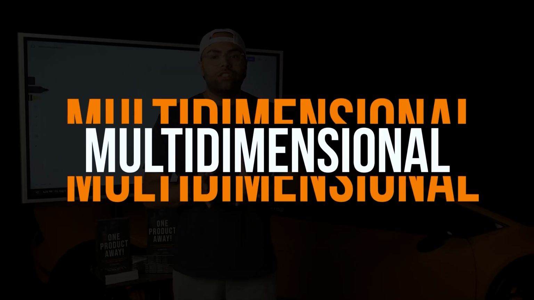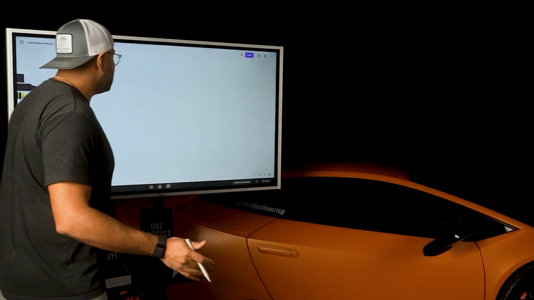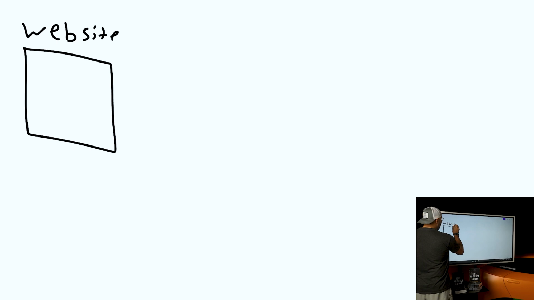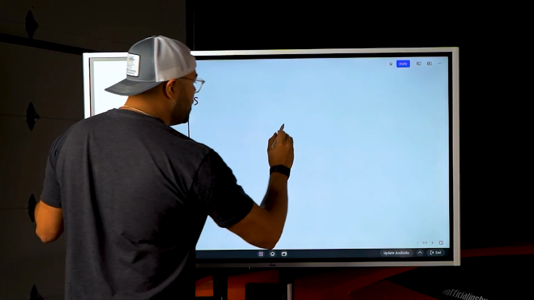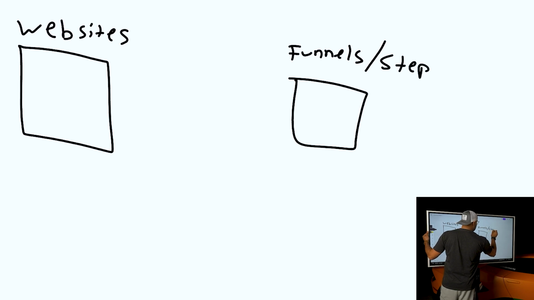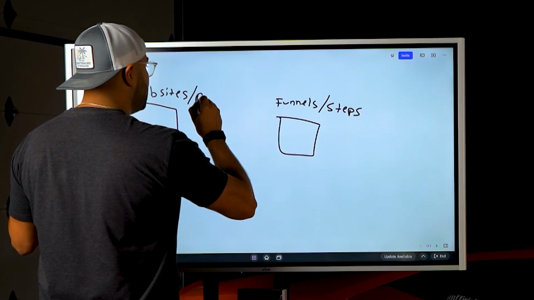So one of the main reasons why I like funnels is because it's multi-dimensional. When we look at websites, usually websites are single dimensional. So let me explain. Here's a typical website. Now, typical websites can have pages, right? You can have pages, but when you look at funnels, funnels can have steps. So what's the difference between pages and steps?